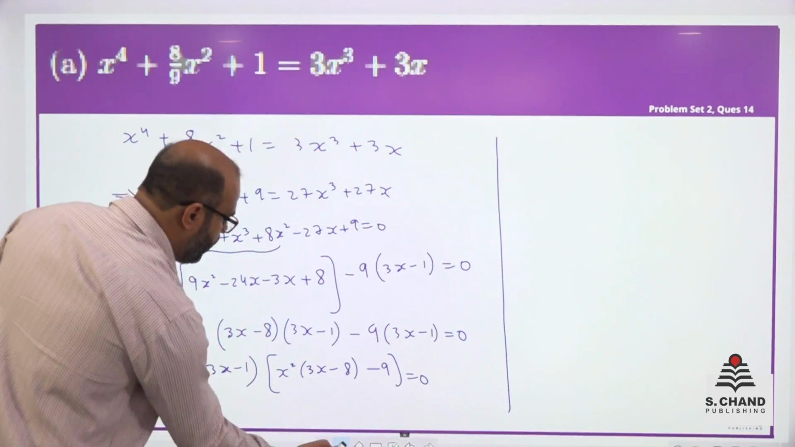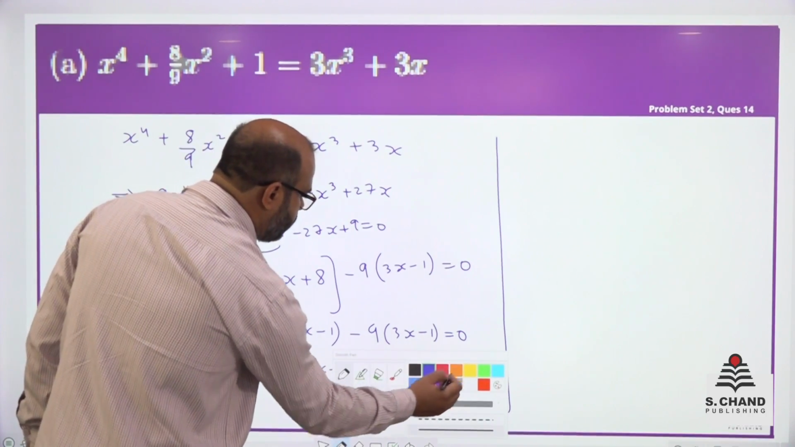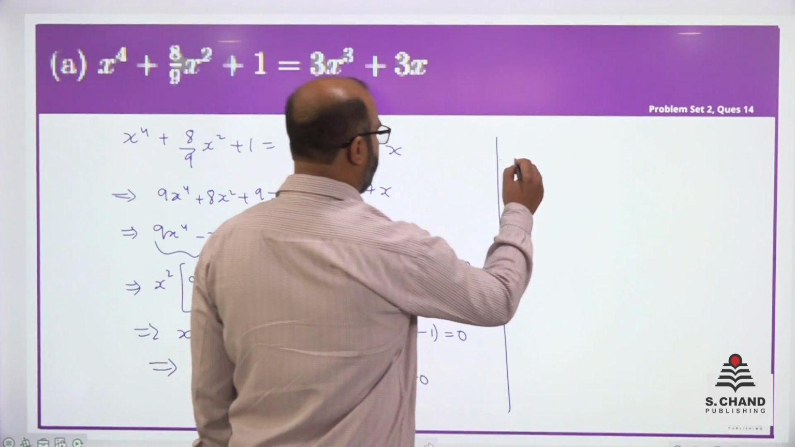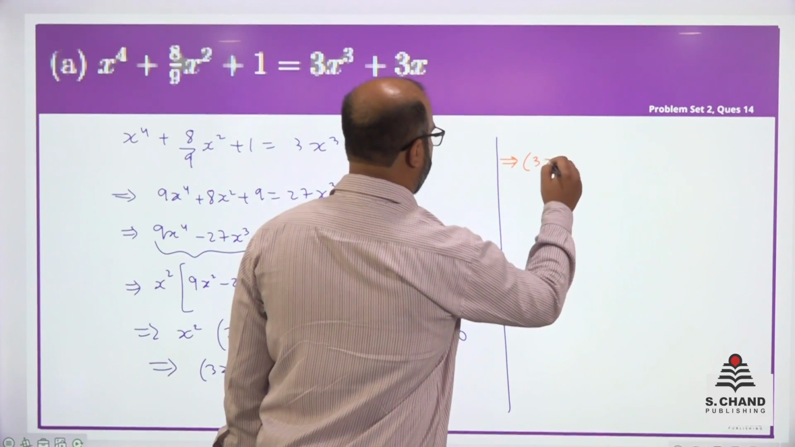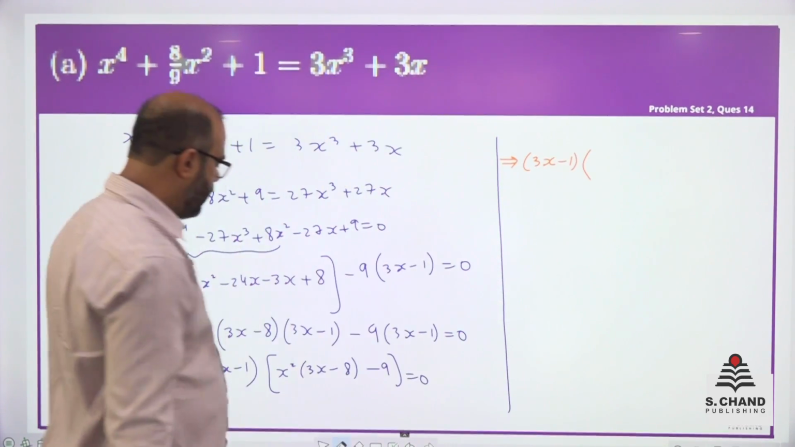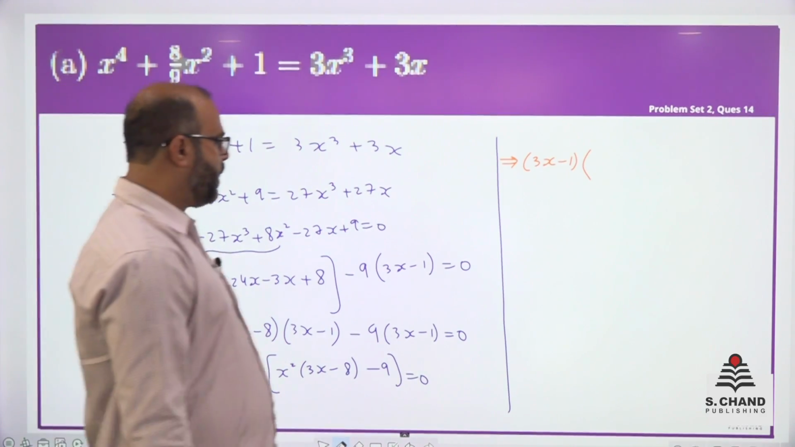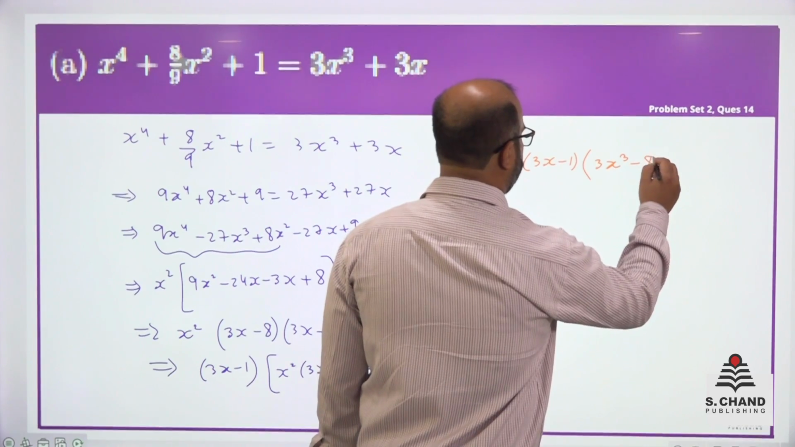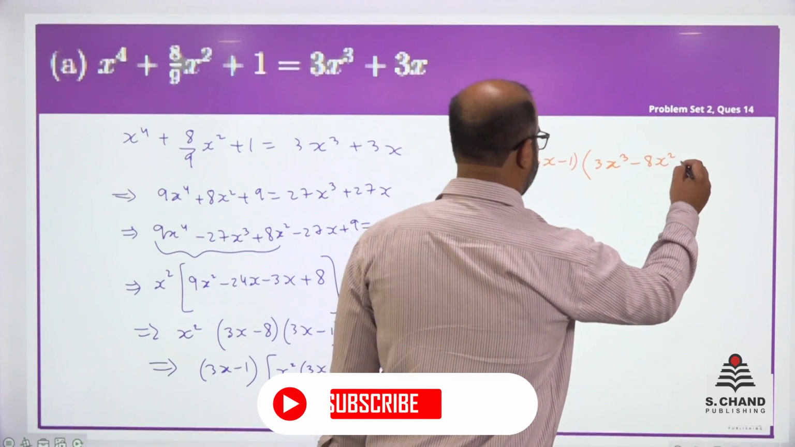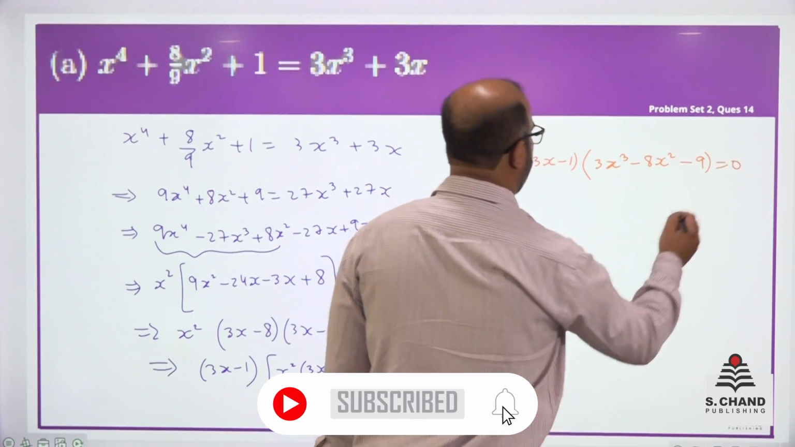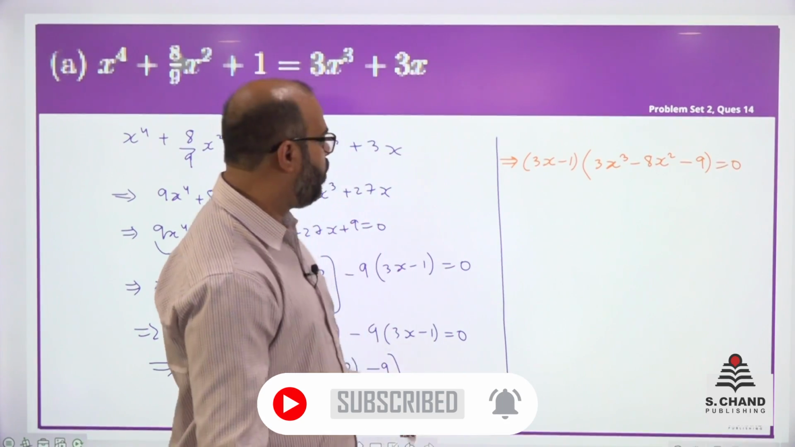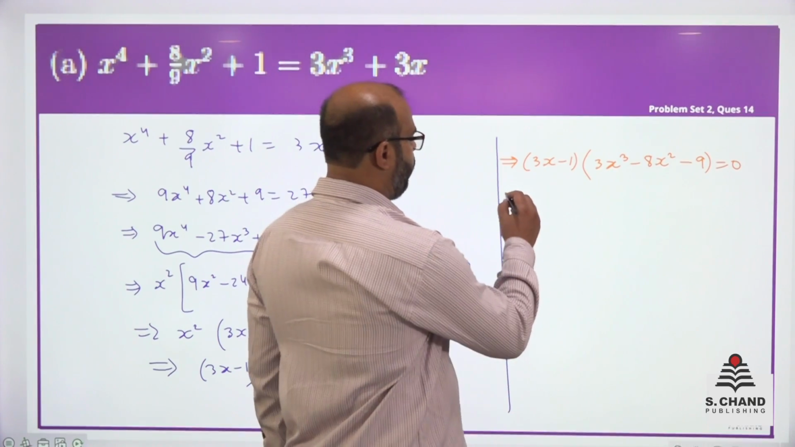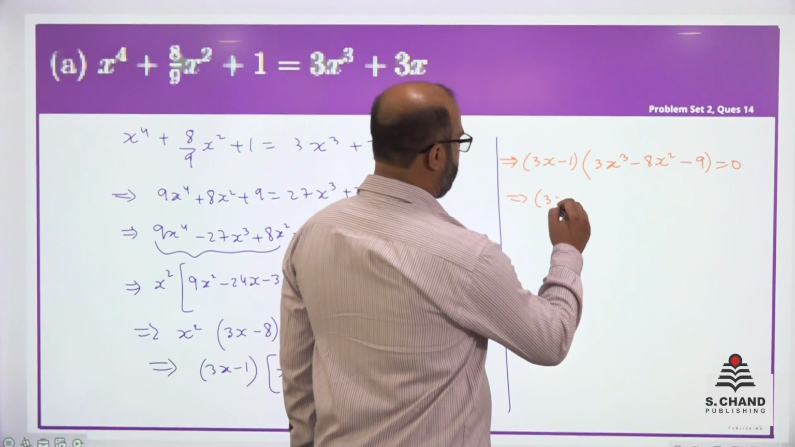Okay, let us do it further. So 3x minus 1 is one term, and what else is there? 3x cube minus 8x square minus 9 is equal to 0. Now this is a cubic. From biquadratic, we have factorized it into a linear and a cubic. Now we have to factorize this cubic also. So what we will do?